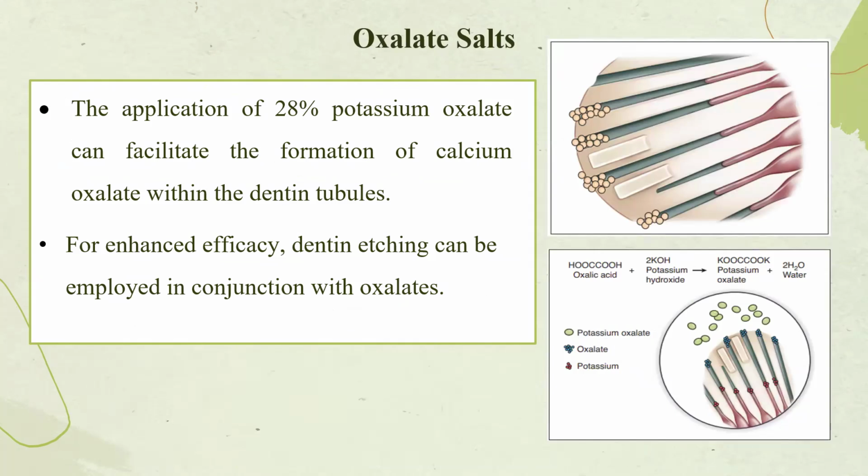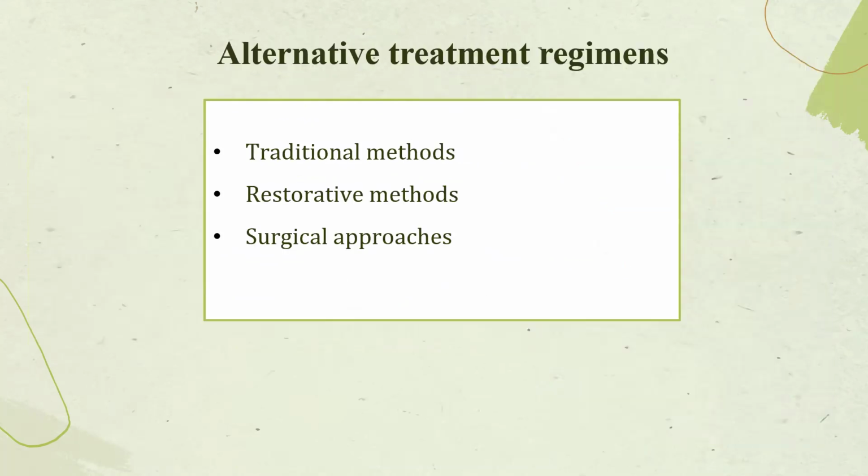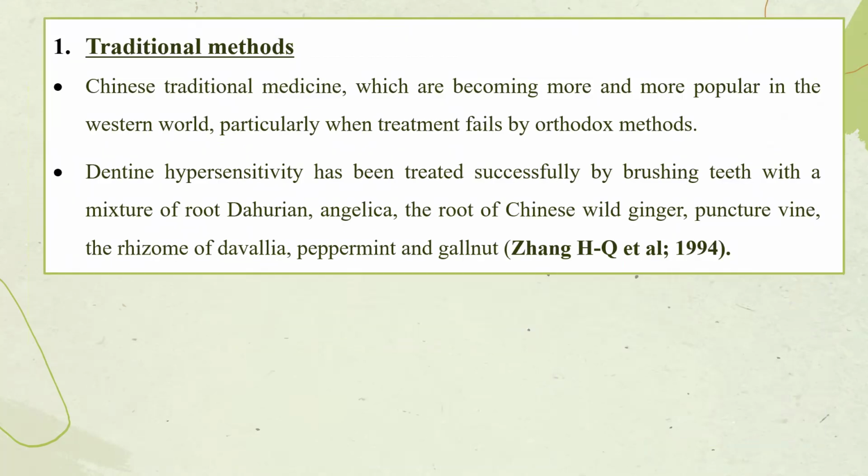And oxalate salts can also be used. The application of 28% potassium oxalate can facilitate the formation of calcium oxalate within the dentinal tubules. And for enhanced efficacy, dentine etching can be employed in conjunction with these oxalates. Alternate treatment regimens are mainly traditional methods, restorative methods, and surgical approaches.